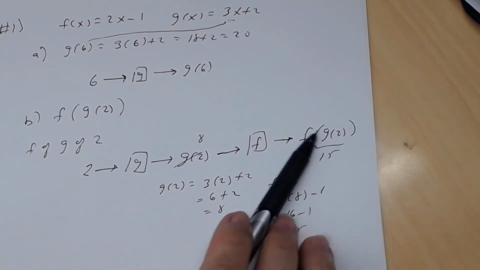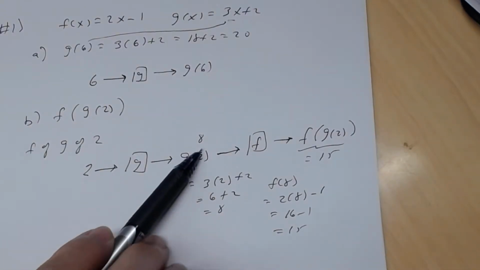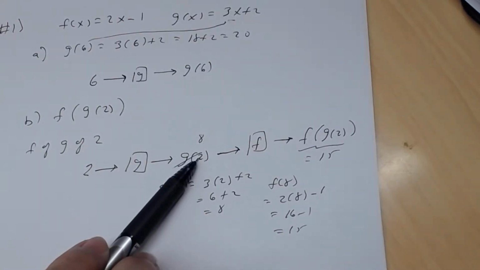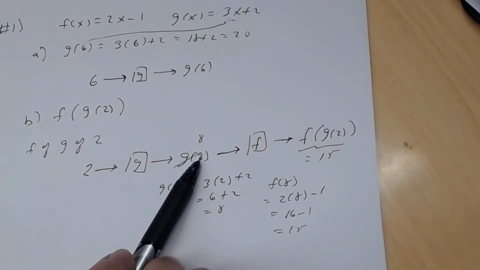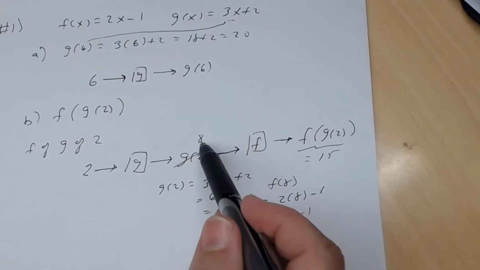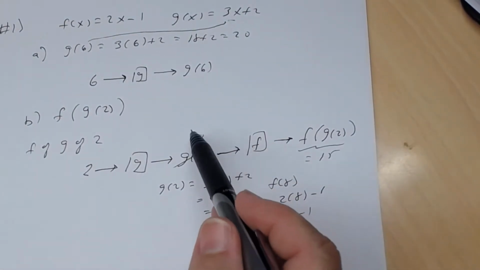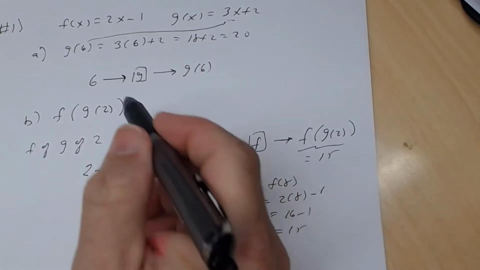So notice what this means right here. This means I find g of 2. So g of 2 is 8. Remember how we found this. I go to my function g, where we see the variable, I plug in 2. So when I plug in 2, I get 3 times 2 is 6. 6 plus 2 is 8. So that's what this is. So now I'm going to input this into f. I'm going to take this now and put it into f. So basically what's happening is this.